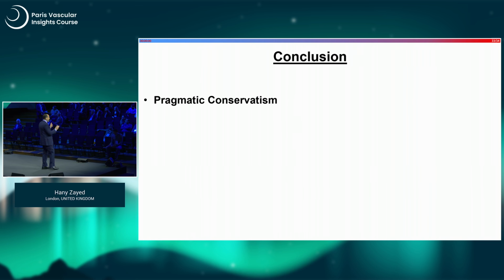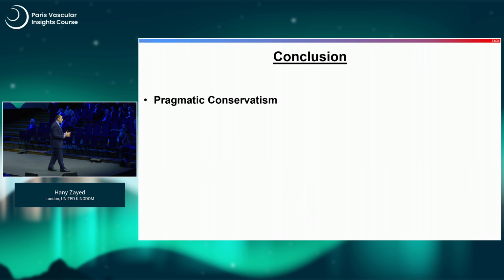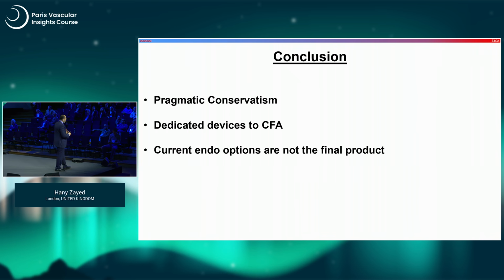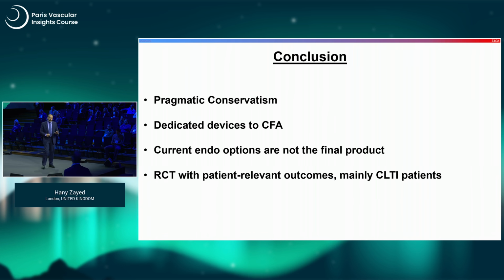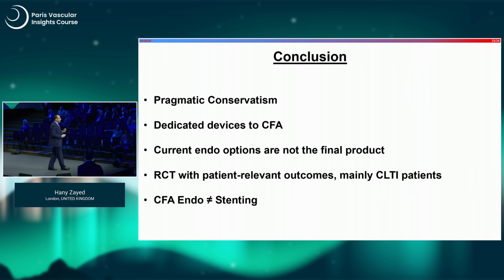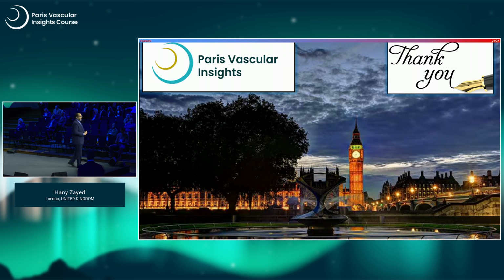talking about the ESVS guidelines, I would call it a pragmatic conservatism. To some extent, they acknowledge the fact that endo has a role, but if we were to try to change the recommendation, we have to help them by, first of all, working on the material that we use to make it purpose-built, well-designed to fit in this anatomical area, but also we have to provide level 1 bulletproof evidence to support the change in the recommendation. And finally, endovascular treatment of the common femoral artery does not necessarily mean stenting. Thank you for your attention.